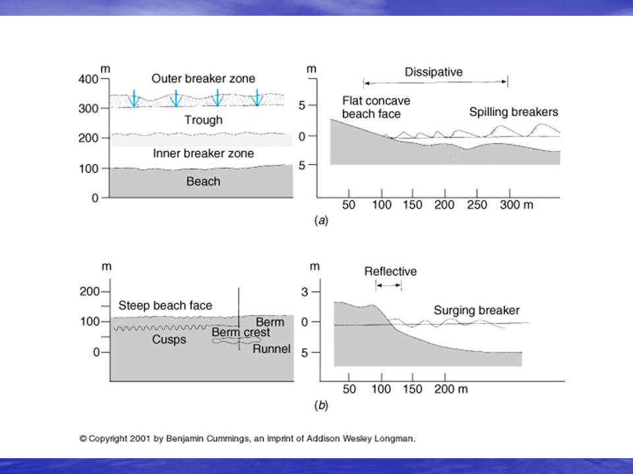Then on the right-hand side, you can see the cross-section of that. So you see the breakers coming in on the dissipative beach, breaking off the coast, and then slowly building up towards shore. That's a good surfing beach. Whereas on the reflective beach, you can see that the waves really aren't building up offshore. They build right when they get to the coast, and they break directly onto the terrace.